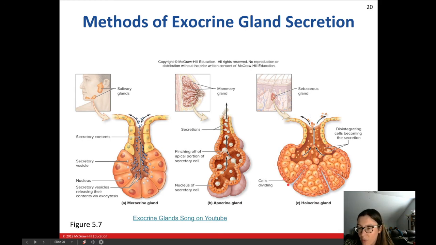And you can see right here that we have a lot of mitosis going on in the basal layers of here, because if each cell is destroyed to make the secretion, we need to make a lot of cells in order to keep making more secretion. So we've got a lot of mitosis happening in the bottoms of these holocrine glands.